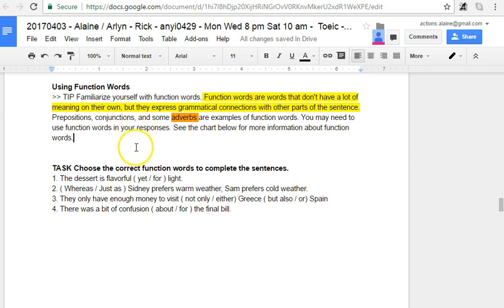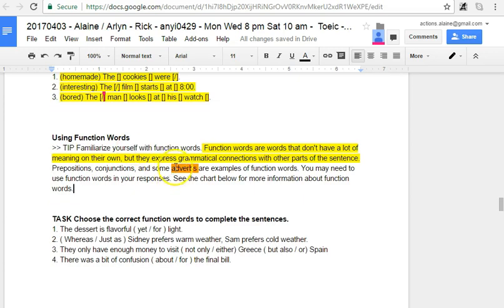All right, very good. Thank you so much for reading that. So again, function words are just words that help make the sentence grammar error free, which means they complete the thought of the sentence, but they don't actually have their own meaning. They just help to make the sentence complete.